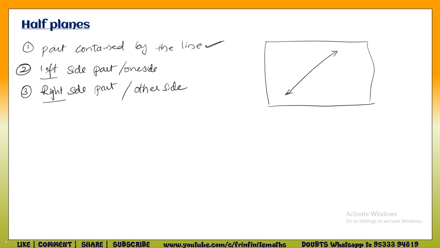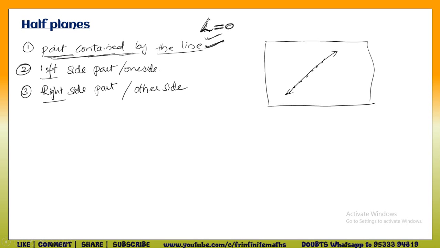If I consider this part, what is that part? The part contained by the line. So whenever you consider points on this line, all the points lie on this line. That means all the points will satisfy the given line equation, right? So here if my line is L, then it satisfies the condition L equal to 0. All the points contained in this particular portion satisfy this condition.